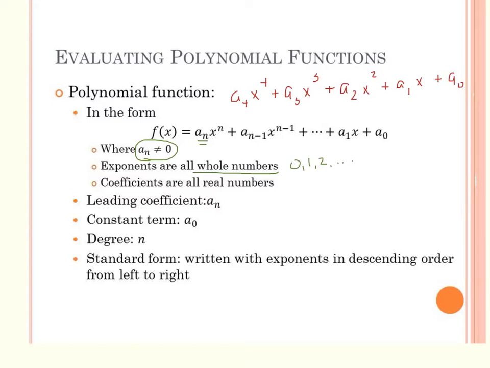A sub n is your leading coefficient. So this number out front is your leading coefficient. And the degree on that first term is the degree of the entire polynomial. So in our example up here, for instance, that would have a degree 4. That was a 4. All right, and so standard form is written so that your exponents are in descending order. So notice up here we had 4, 3, 2, 1, 0. That would be our descending order.